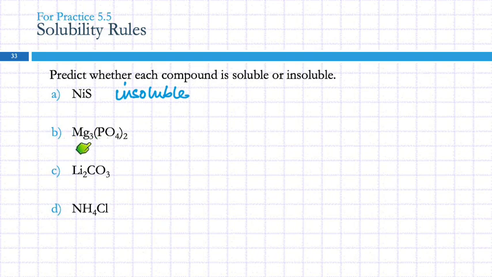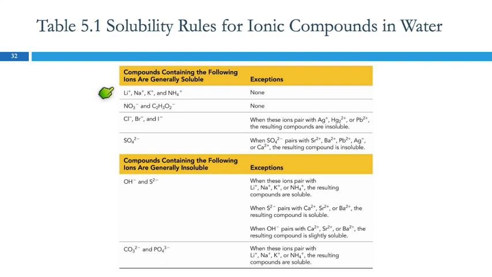Magnesium phosphate. We need to be able to identify the two ions that I'm dealing with here. I've got magnesium ion and I've got phosphate ion. Again, we're going to go back to this chart and we're looking for magnesium and phosphate. Nope, nope, nope, nope, nope. Oh, there's phosphate. Magnesium is not an exception. Magnesium phosphate, not soluble.